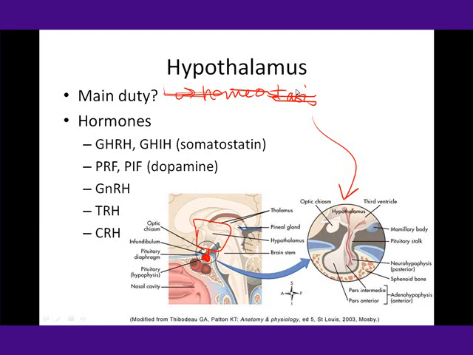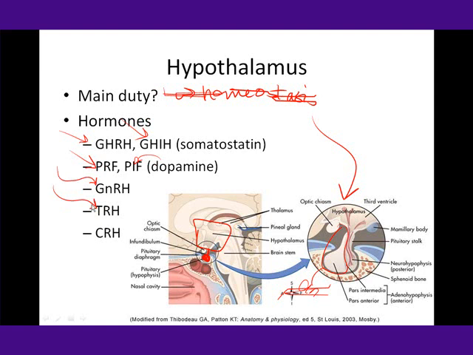And it manufactures a number of hormones which it releases, and these hormones then travel specifically to the anterior pituitary. Those include growth hormone releasing hormone and growth hormone inhibiting hormone, prolactin releasing factor and prolactin inhibiting factor, which is the same as dopamine. Prolactin releasing factor encourages the release of prolactin. Prolactin stimulates breast milk manufacture. Gonadotropin releasing hormone stimulates the release of luteinizing hormone and follicle stimulating hormone, both of which are necessary for proper egg and sperm development.